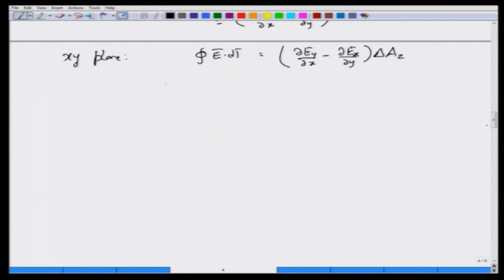Now, divide both sides by delta area z and then take the limit of that area going to 0. So, what you get is del E y by del x minus del E x by del y, which is defined as the z component of the quantity curl of the electric field E, which is written as del cross E of z. This del cross E of z, the z component of the curl of E, this quantity in the bracket is called the curl of E.